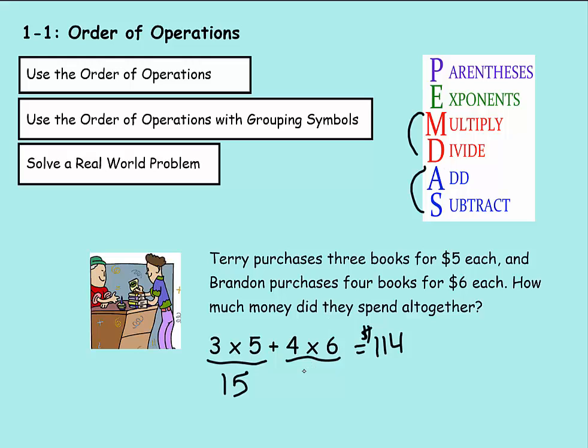So 4 times 6 would be 24. Now we can do our adding. We have $15 that Terry spent, $24 that Brandon spent. We add those together, they spent $39. So unless you follow the proper order, as spelled out here, you're going to be getting these answers wrong.